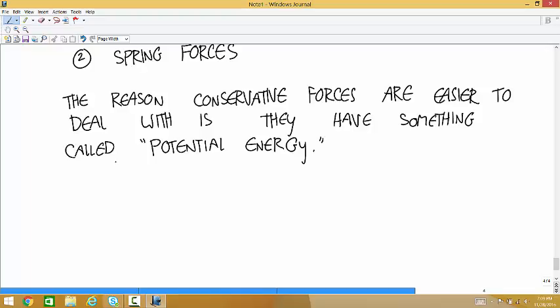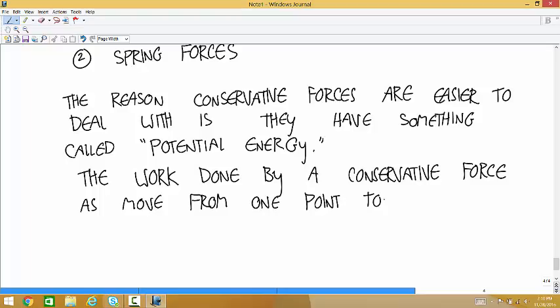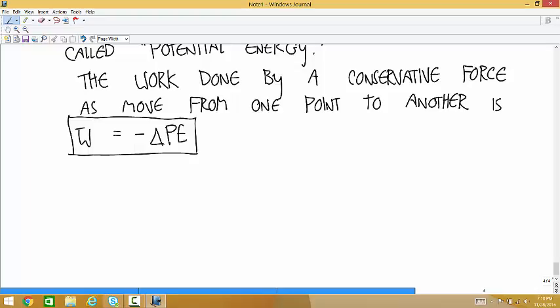And the work done by a conservative force as an object moves from one point to another is given by this relationship. The work is equal to the negative change in potential energy. We only have two types of conservative forces.